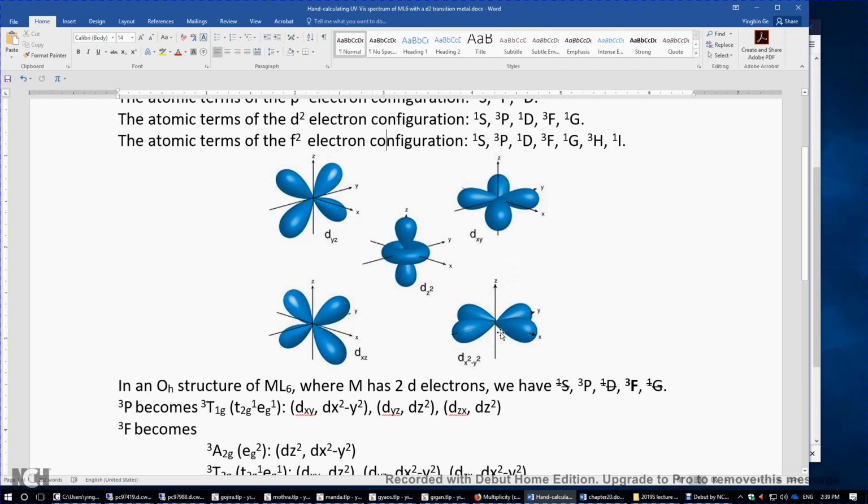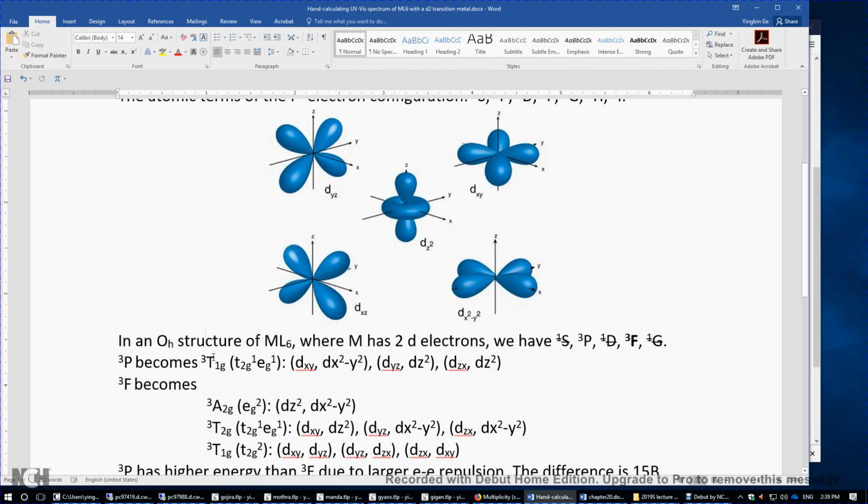Then if you put the 2 electrons, one in here and one in here, again, it's because these 2 orbitals are not in the same plane. Similarly, the repulsion between these two orbitals is less than the electron-electron repulsion between these two.